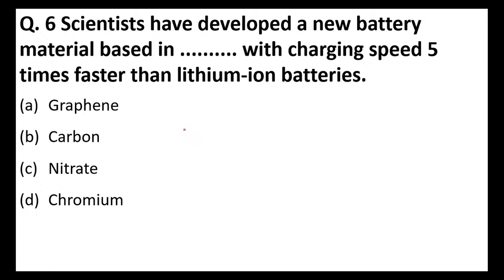The correct answer here is graphene. It also has an anti-corrosion coating, and it is an allotrope of carbon consisting of a single layer of atoms. It has a honeycomb-like lattice structure. So this is the new battery material.